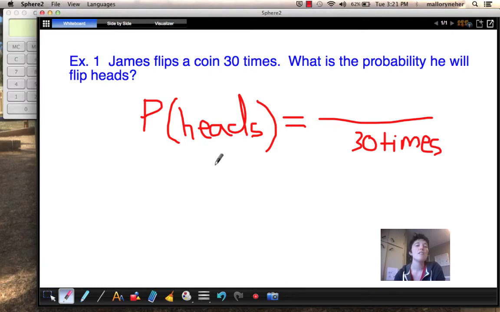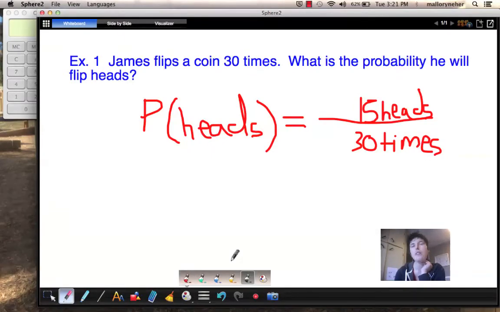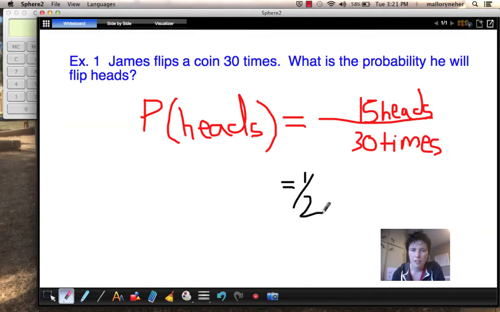And if he is to flip that every single time, the chances are he would get heads half the time. Tails on one side, heads on the other. So we're expecting 15 times that he would get heads. There we go. So 15 out of 30. Well, 15 out of 30, if I want to simplify this down, is really a fraction equal to 1/2. We have a 50% chance, a half chance that we're going to flip heads.